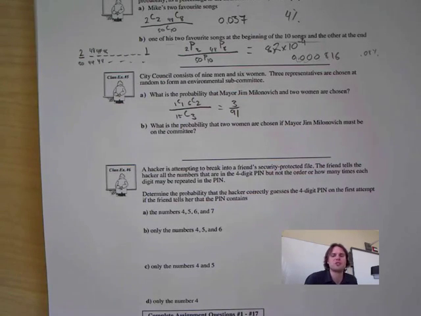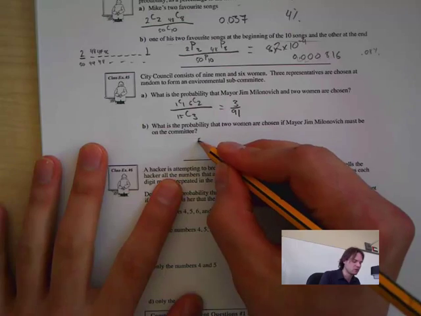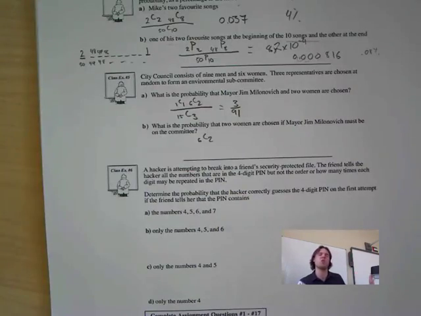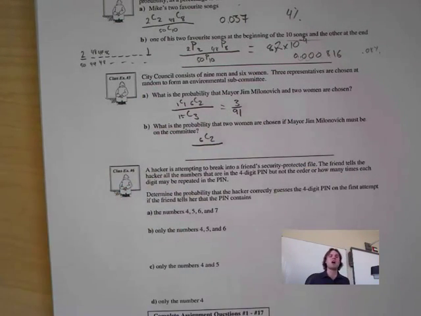What is the probability that 2 women are chosen if the mayor must be on the council? Well, the mayor must be on the council, so it's just there. So out of 6, we're choosing 2 again. So he's on there, and now we're looking only at 2 females, so we don't want any males. But now, out of all the people that could be selected, the 2 other people that could be selected, the mayor isn't one of them.